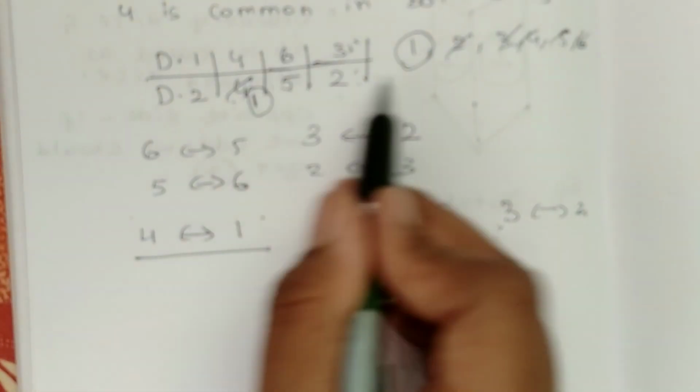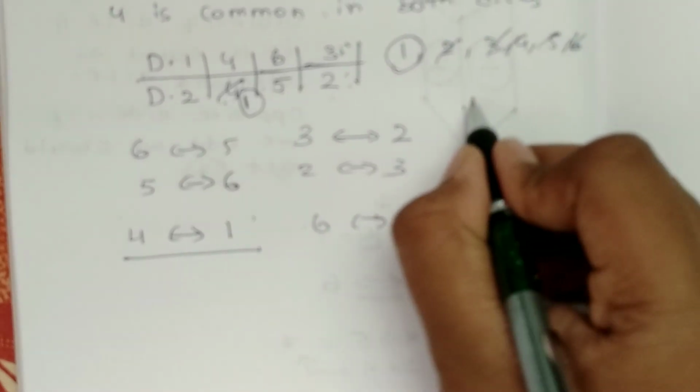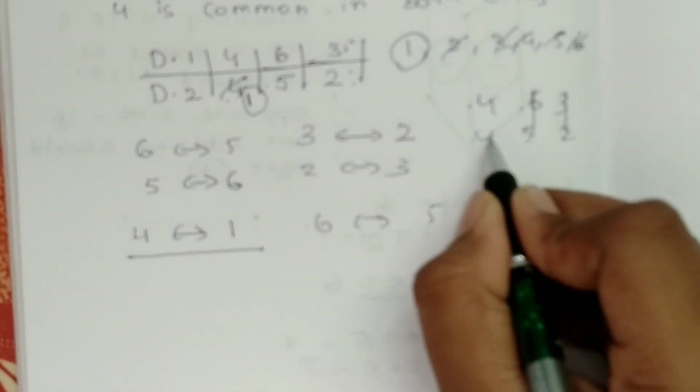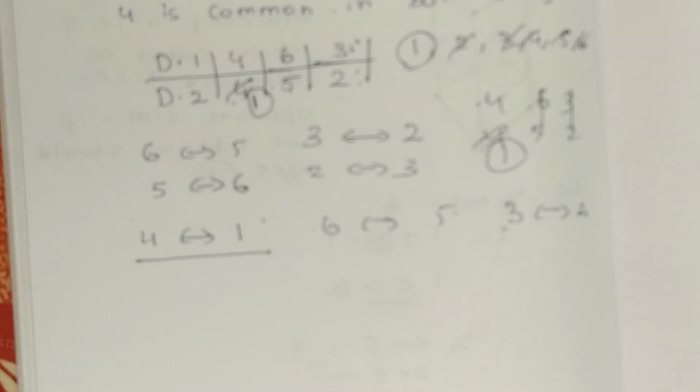So if you want to draw a table or column, I am drawing just for teaching, or you can do normally like 4 6 and 3, 4 5 and 2, 3 2 6 5 and 4. Here 1 is not there, so you can write 1 here and you will get the answer. That is the simplest method you have seen here in dice.